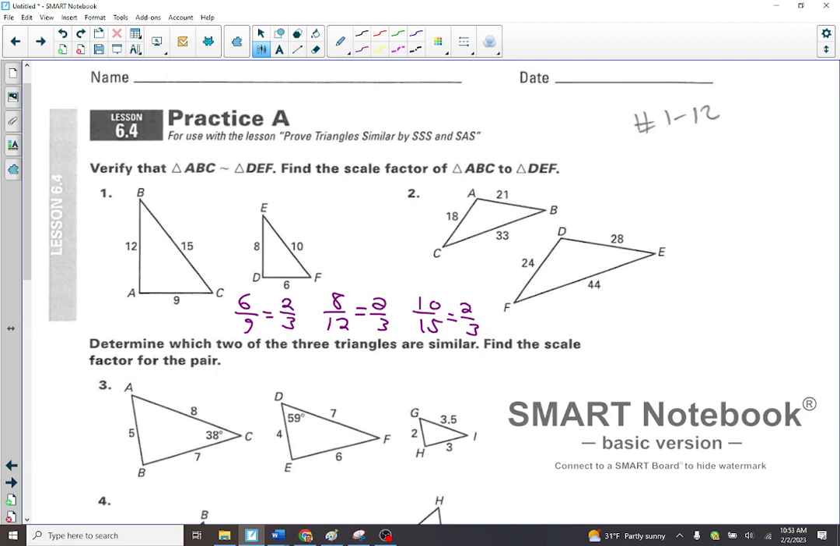So what's the difference between this one and the other one? This one is going to be focusing on side, side, side, and side angle side I'll get to when we get to when it points up. So this one is similar for sure.